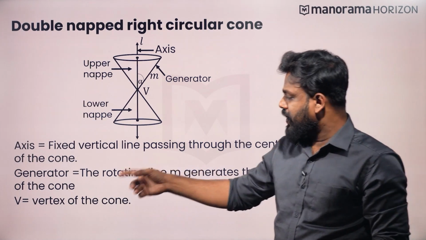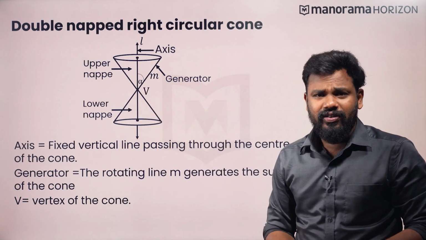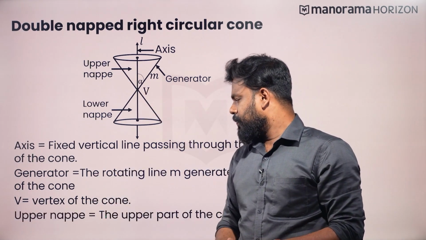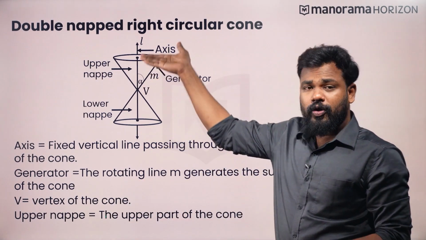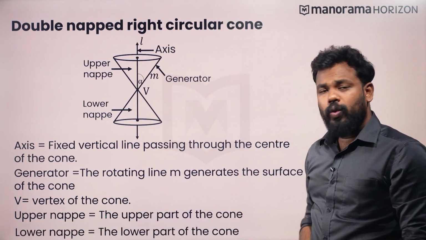And now we have V, which is the vertex of the cone, that is the central point of the cone. And we have an upper nappe, that is the upper part of the cone, and the lower nappe, which is the lower part of the cone.